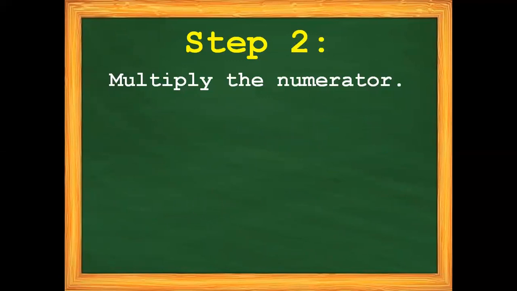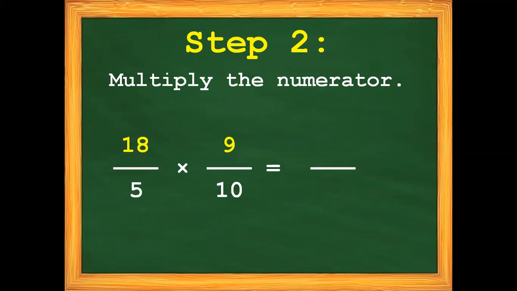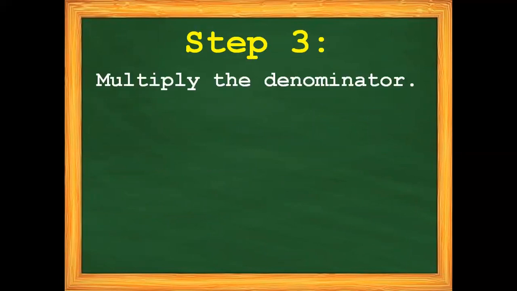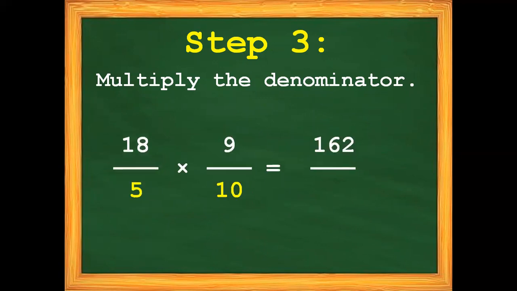So let's now proceed with step number 2. Multiply the numerator. 18/5 times 9/10. So let's multiply 18 and 9. So 18 times 9, the answer is 162. Step number 3. Multiply the denominator. So 18/5 times 9/10. So 5 times 10 will give us 50.